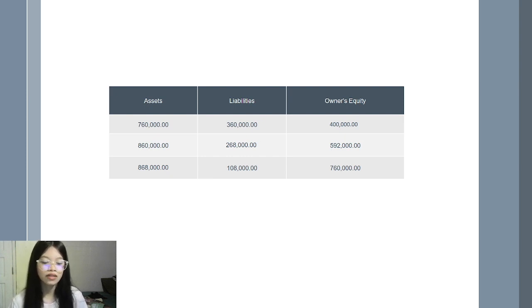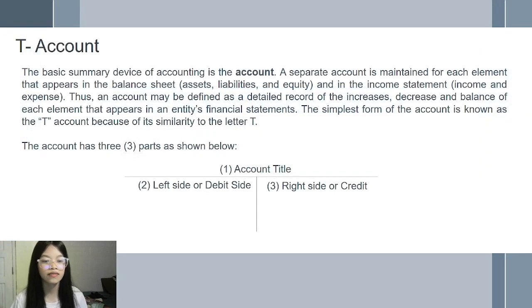Now, let's move on to the next topic, which is the T account. The basic summary device of accounting is the account. A separate account is maintained for each element that appears in the balance sheet, assets, liabilities, and equity, and in the income statement, income and expense. Thus, an account may be defined as a detailed record of the increases, decreases, and balance of each element that appears in an entity's financial statements.